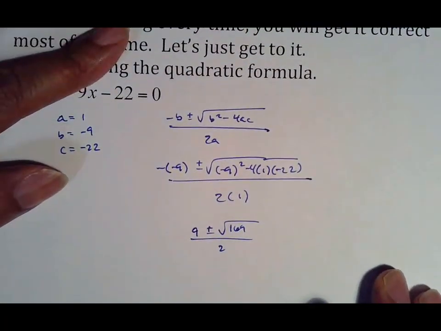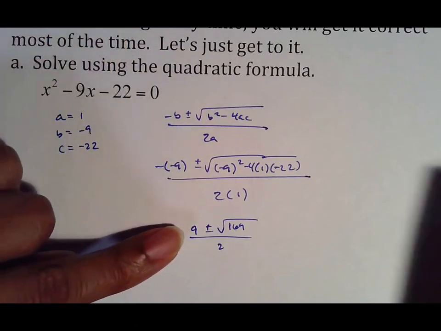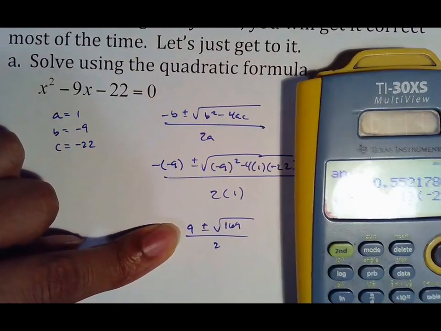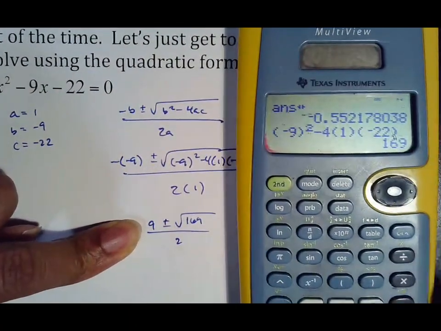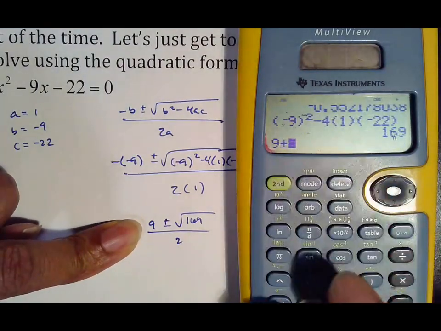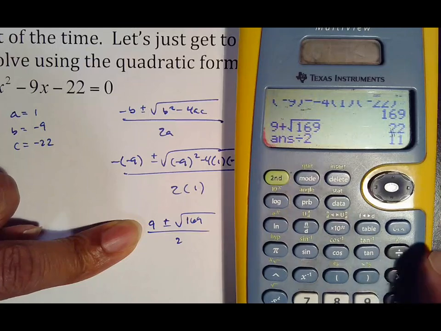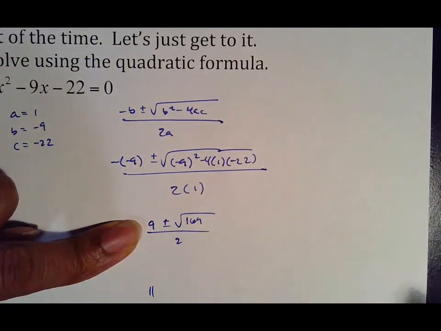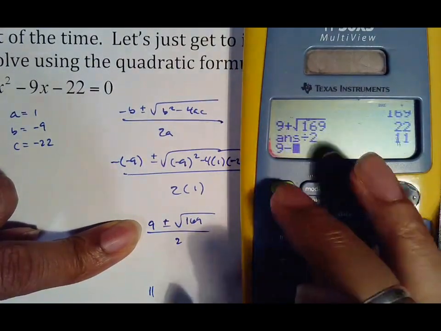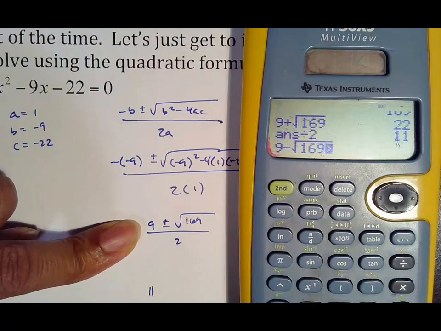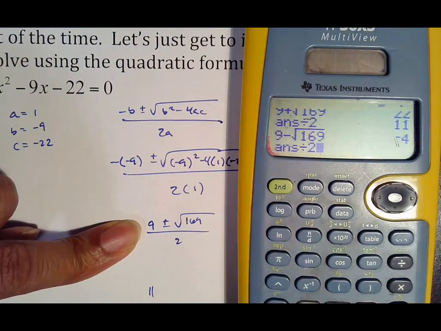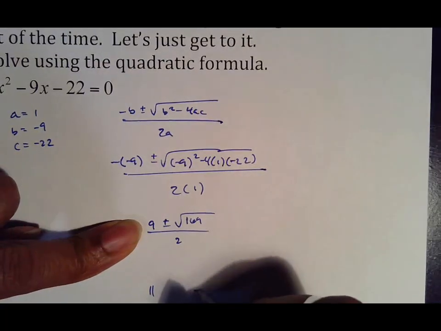So now what I will do is split it and solve. Once I get that, all I'm going to do is type this in two different ways. I'm going to type 9 plus square root 169, divided by 2, which is 11. And I'm going to type 9 minus square root 169, divided by 2, equals, and I get negative 2 as my answer.